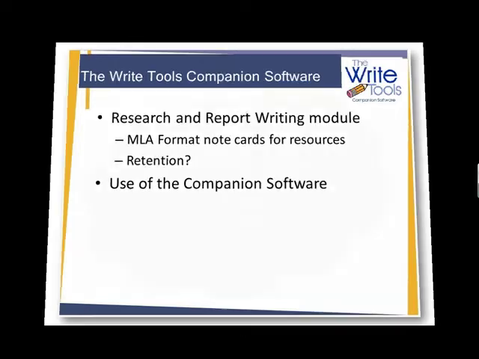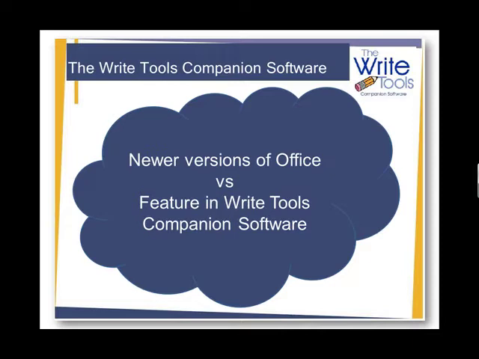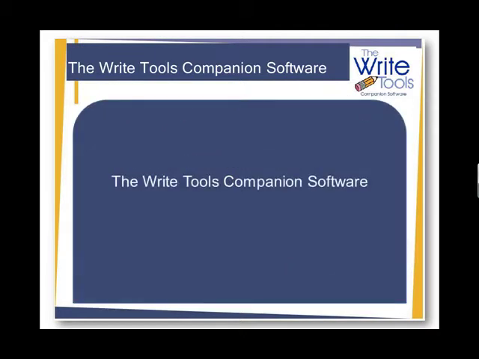The newer versions of Office include a Citation Maker that addresses formats other than the MLA format. So if for some reason you need to look at other formats, you might want to use the feature directly in Word. In Word 2004, 2003, and 2000, however, this feature is not available, so your only recourse is using the Cite Sources menu within the Write Tools companion software.